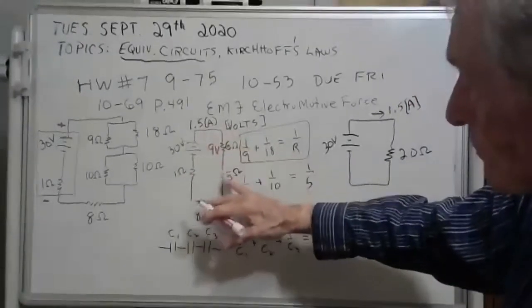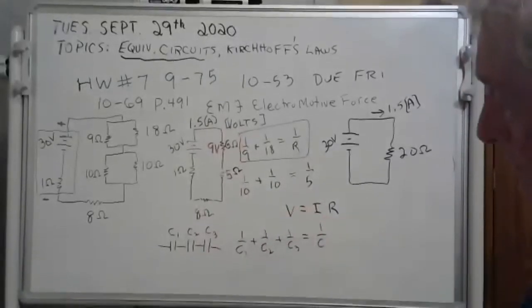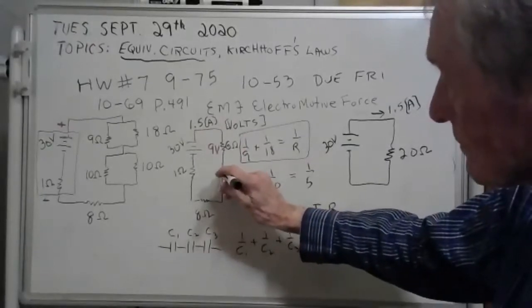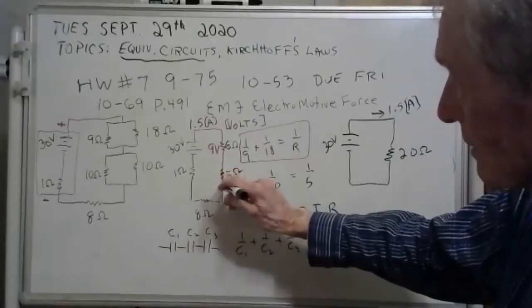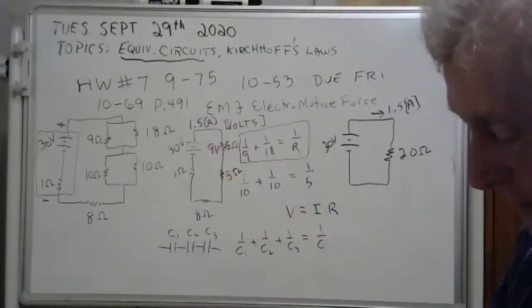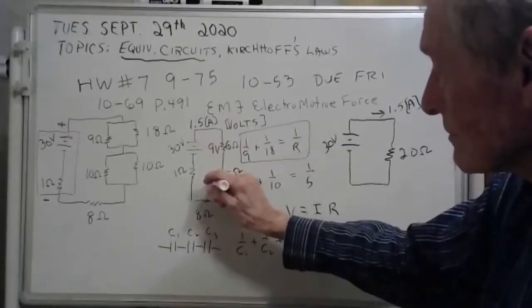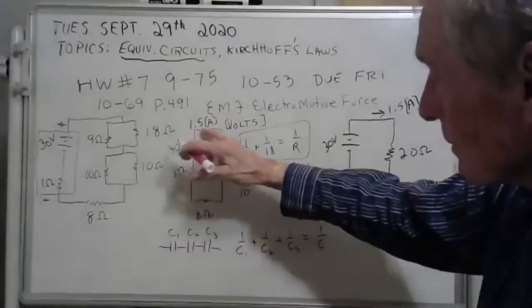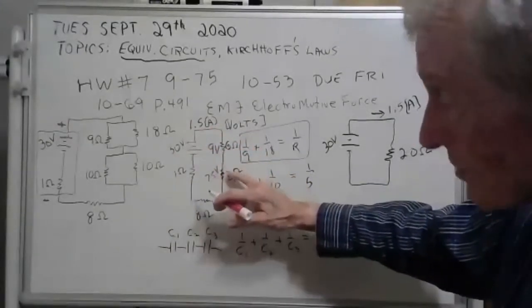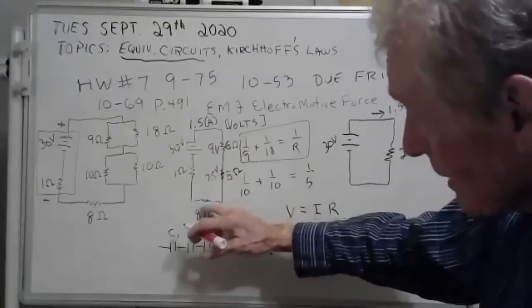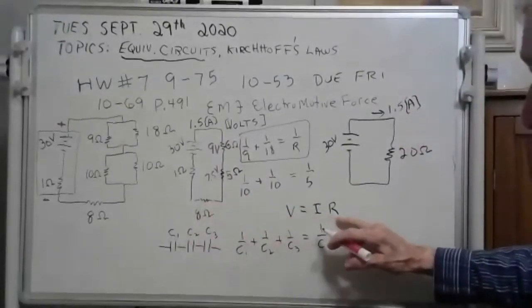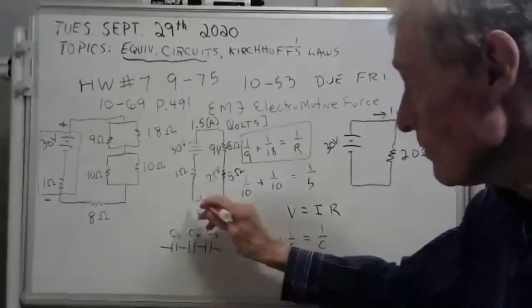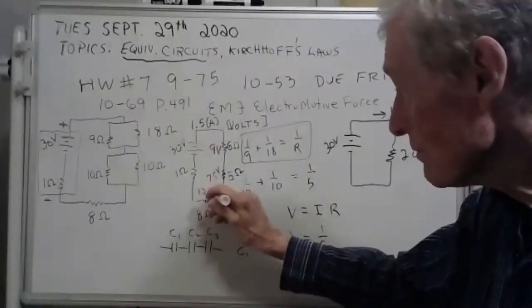Now we got 1.5 amps and 5 ohms. V equals IR. So we can get the voltage there. 1.5 times 5. I believe it's 7.5. So what we have here is 7.5 volts. Now we got 8 ohms here. We have 1.5 amps coming through here. In series, the current is the same. And if you have 8 ohms and 1.5 amps, V equals IR, I get 12 volts. So you have 12 volts there.